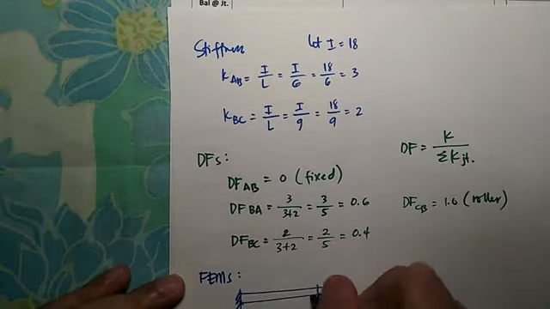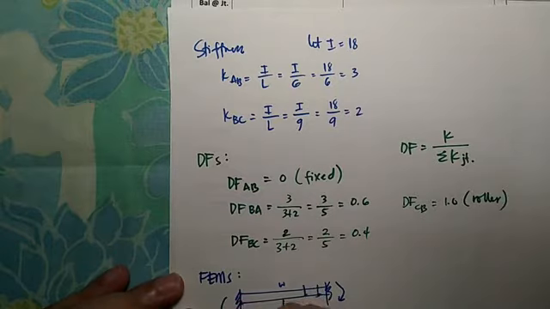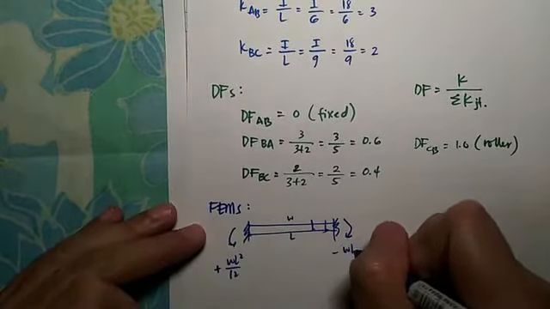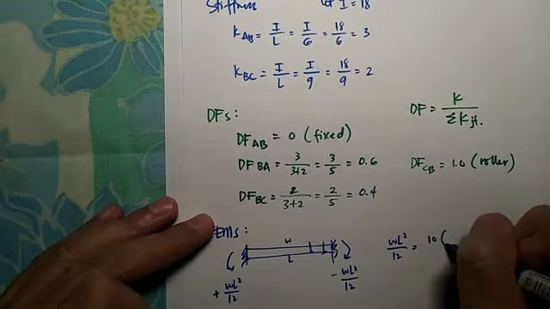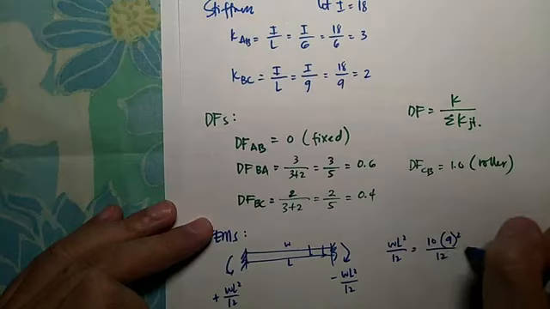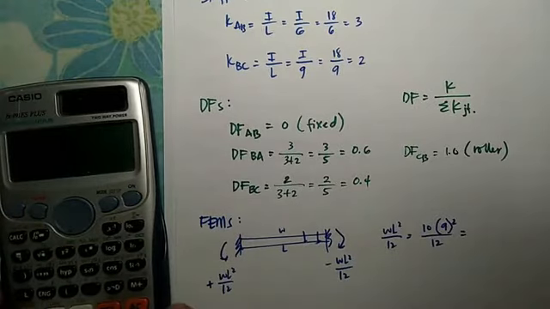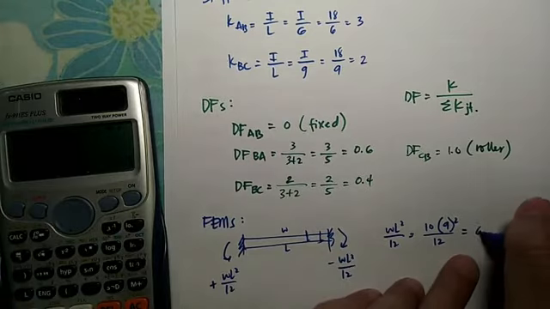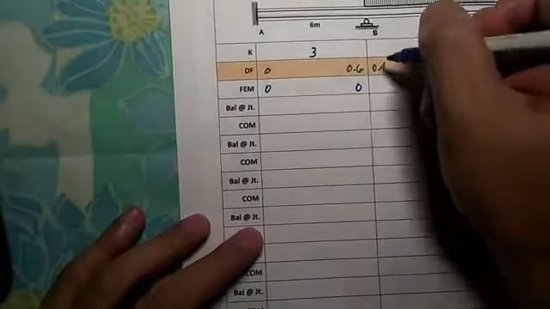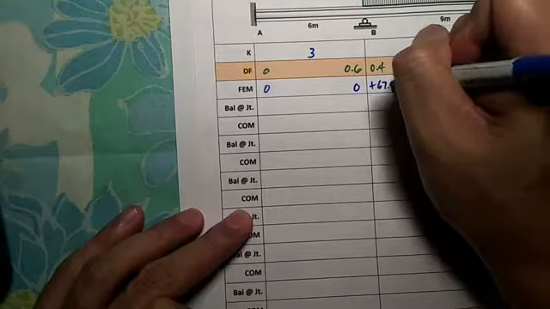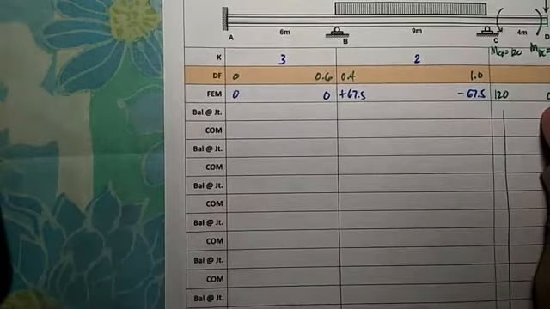So, due to uniform load, WL, counter, ito clockwise, WL square over 12 positive, ito naman negative WL square over 12. What is WL square over 12? W is 10, uniform load. The length is 9 square over 12. Okay, so 10 times 9 square over 12. So that's 67.5, yung FEM, 67.5. So, this is positive 67.5, negative 67.5. Again, so that's 120 and then that's 0.